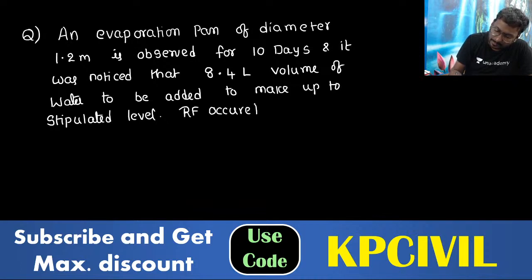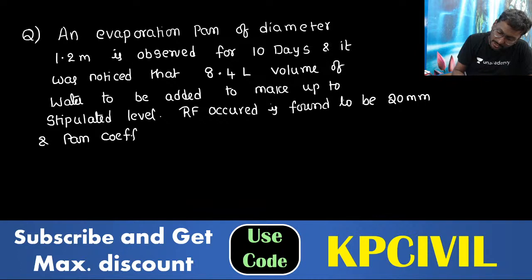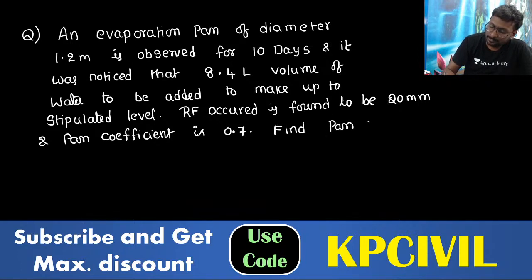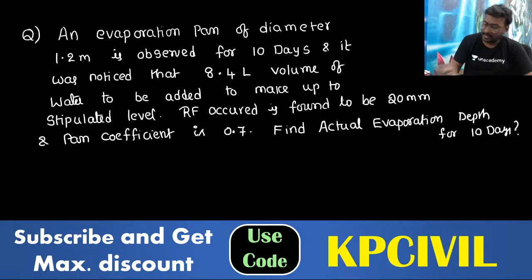Rainfall occurred is found to be 20 mm and pan coefficient is 0.7. Find actual evaporation depth for 10 days.